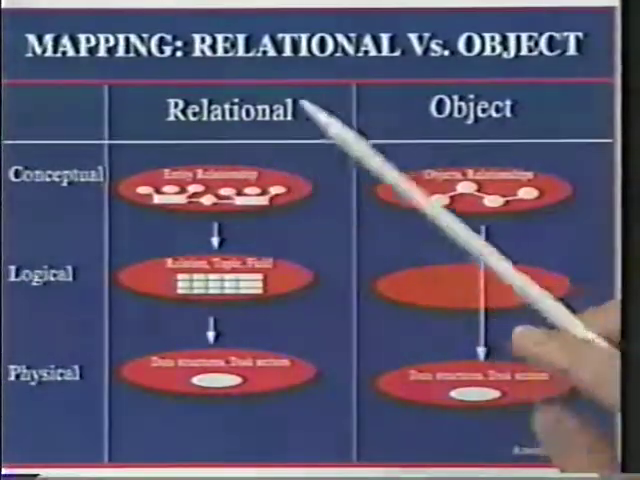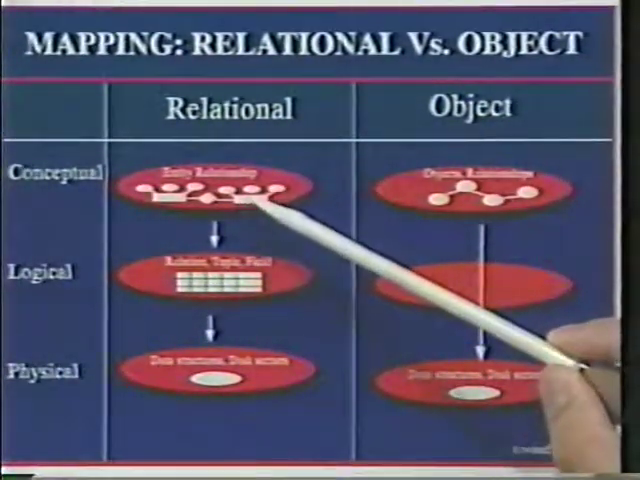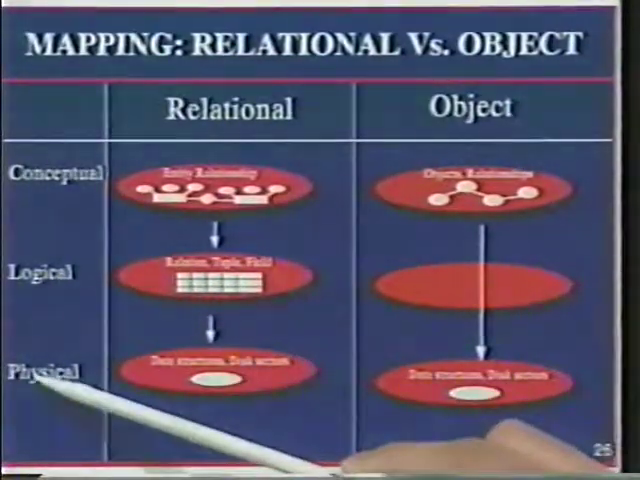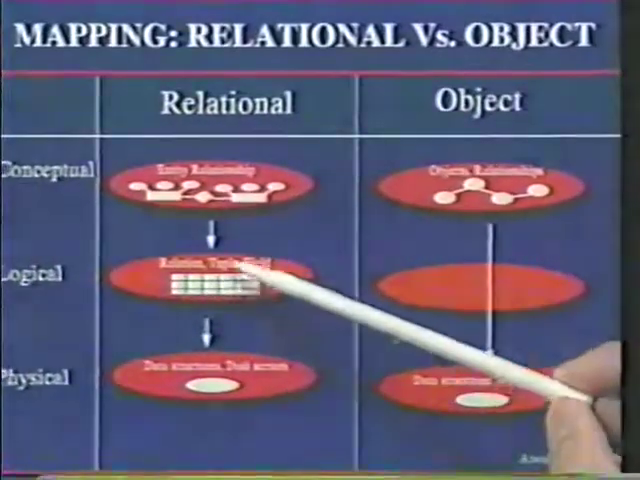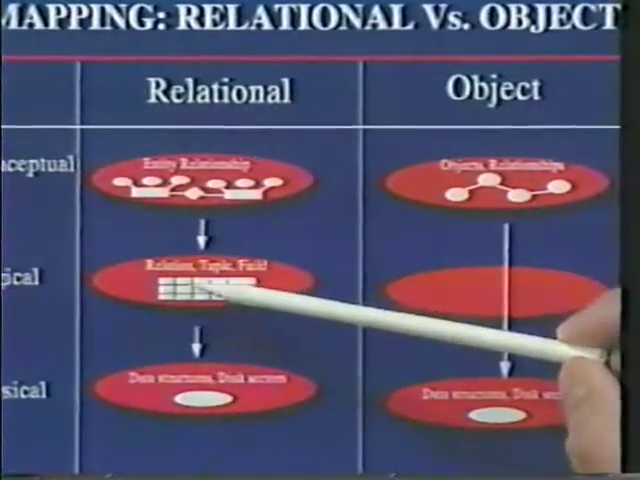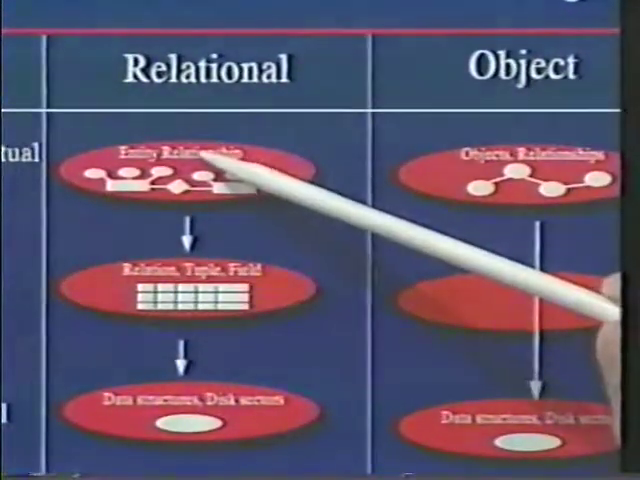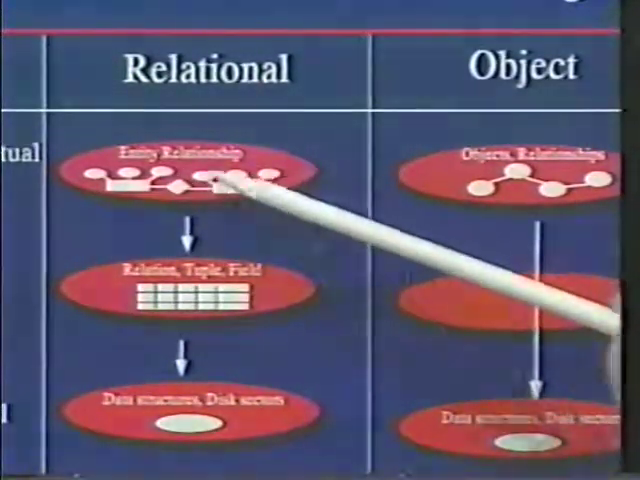So in terms of the mapping between the relational database and the object database, if you look at the relational databases, the relational database mapping is done in the following manner. There are three levels here: the conceptual, the logical, and the physical level. Really, we don't like to think in terms of relations most of the time. So Peter Chen came up with this entity relationship model. So we define entities along with relationships between these entities.